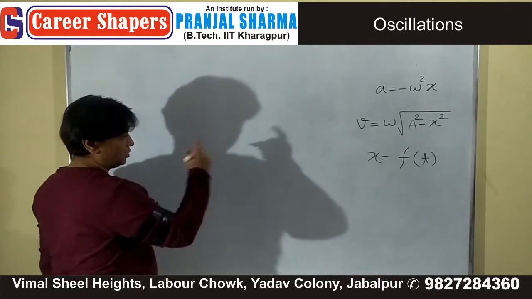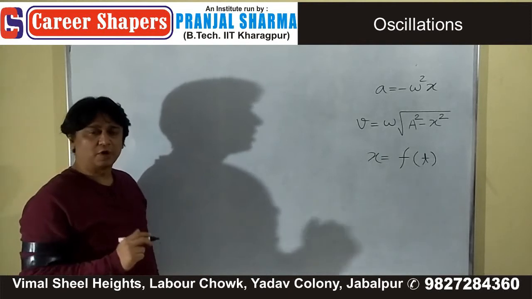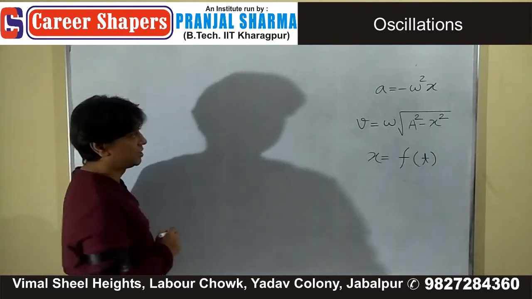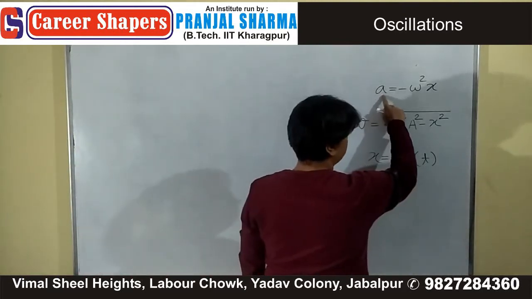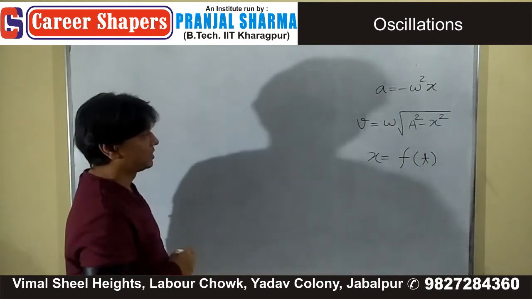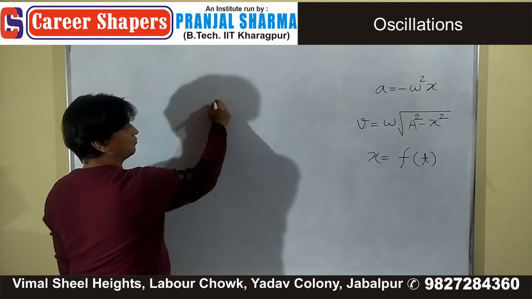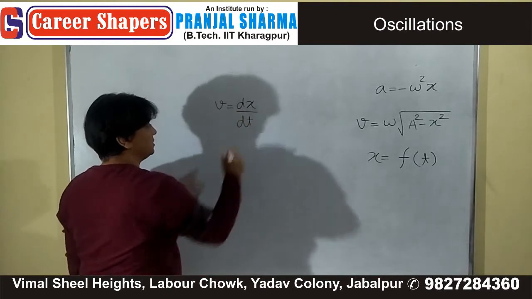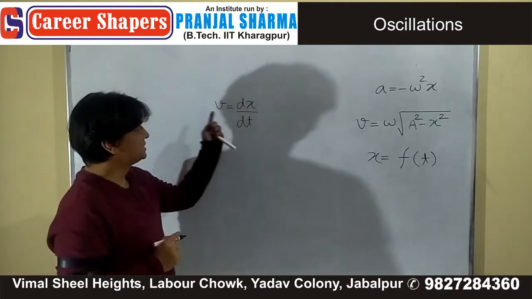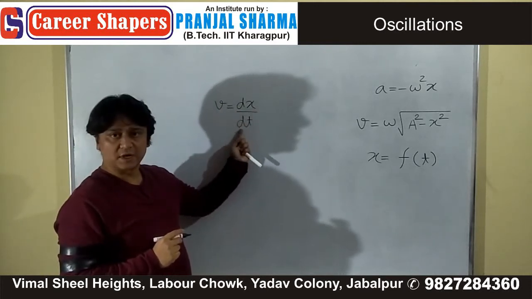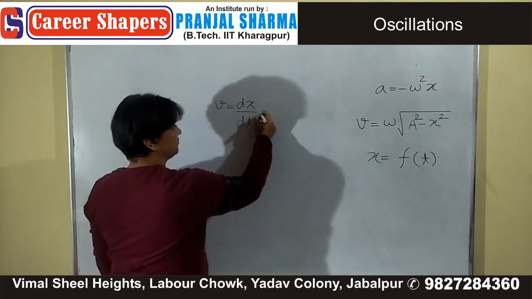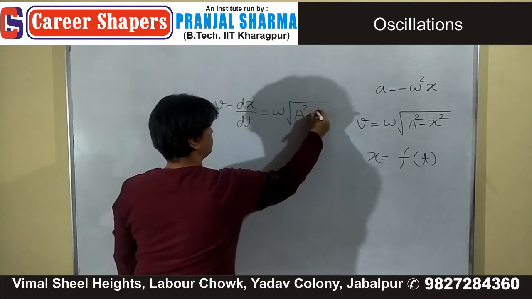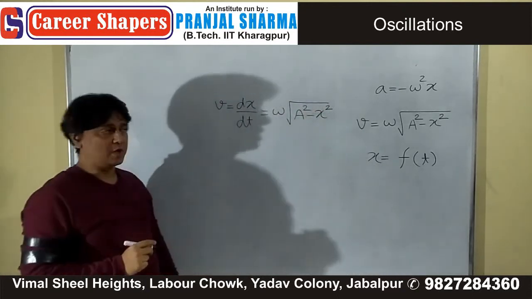Now, you know that we cannot use Newton's equations. We cannot use s equals to ut plus half a t square, because these things require constant acceleration. And for us, acceleration itself is a function of position. And therefore, we will write v as dx by dt. This is basically kinematics only. Instantaneous velocity is dx divided by dt, which is omega times root over a square minus x square.